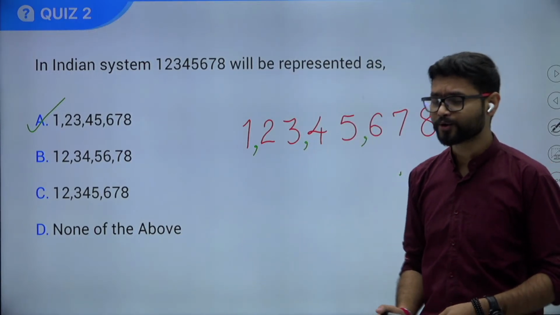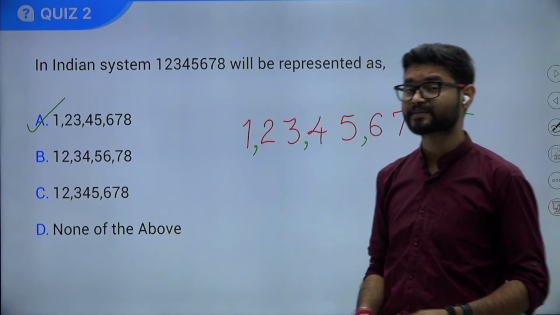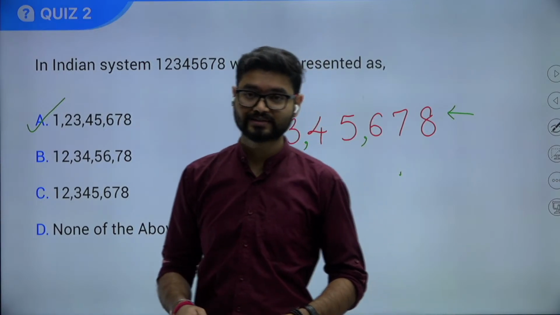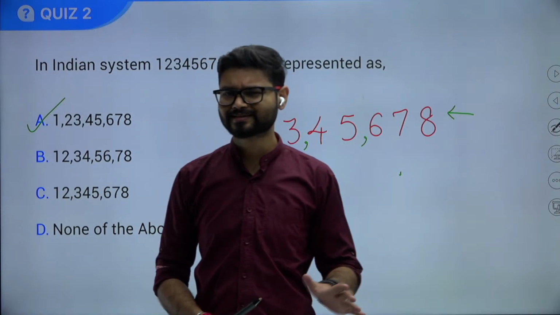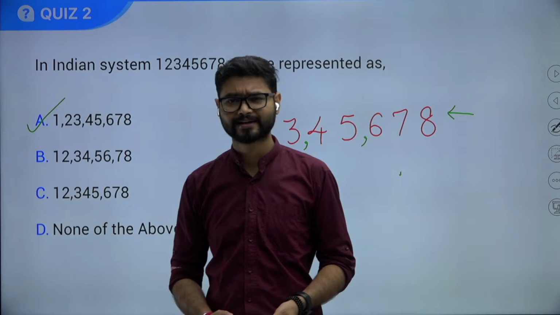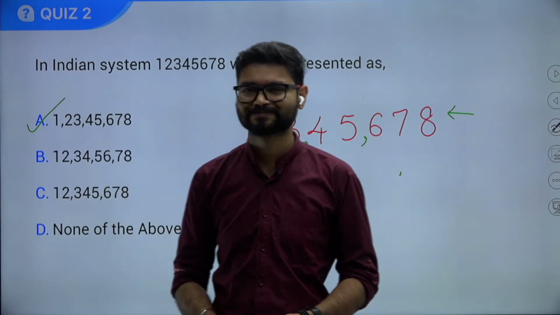I hope by now you have understood how we can represent a number as per the Indian system of numeration. And this is very, very important because we are going to deal with bigger numbers from now onwards. In lower grades, there were small numbers. But as you go to class 6, 7, 8, 9, 10, the numbers will start increasing as well.